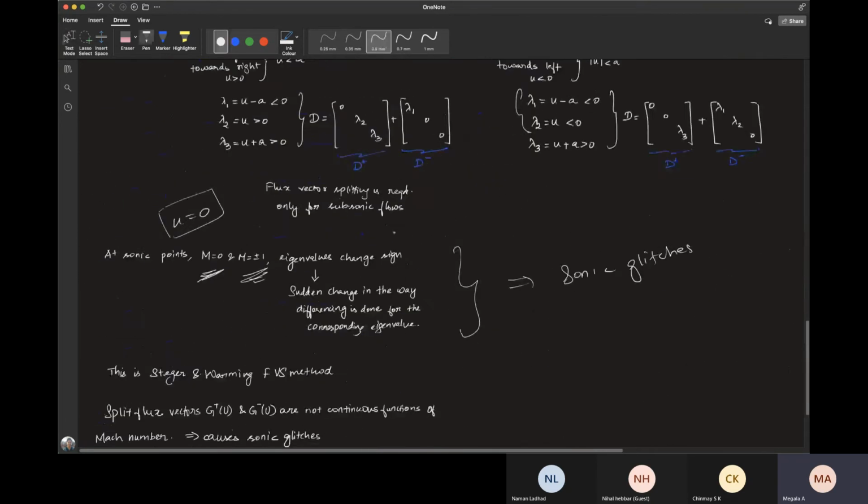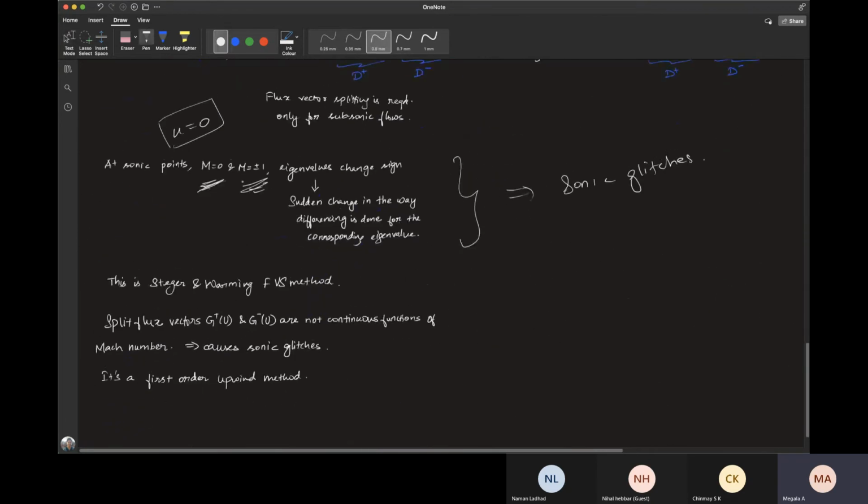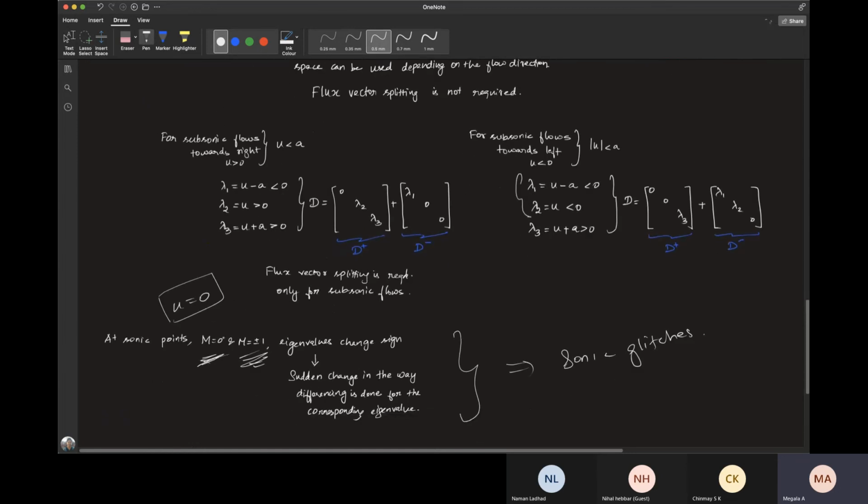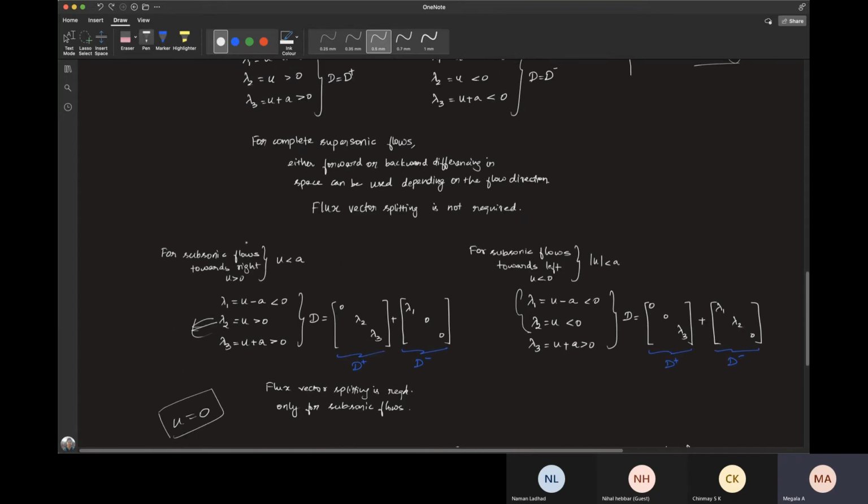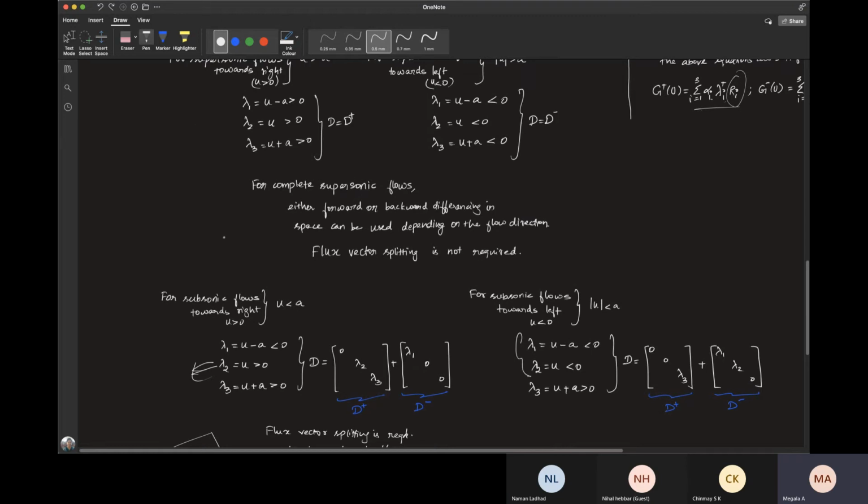For systems of conservation laws, these are the sonic points. When u is 0, obviously this thing is going to change sign. When u is 0, your u is changing sign from positive to negative or from negative to positive. So this lambda 2 is going to change sign. Similarly, when m is plus or minus 1, your u by a, you're actually changing from subsonic to supersonic. So all three eigenvalues will essentially experience at least one of those.